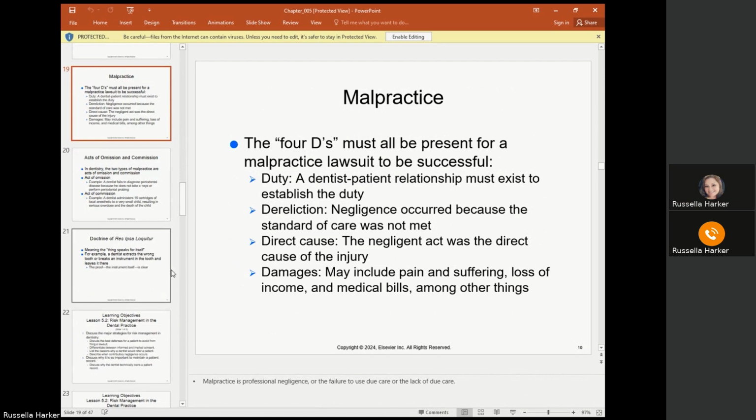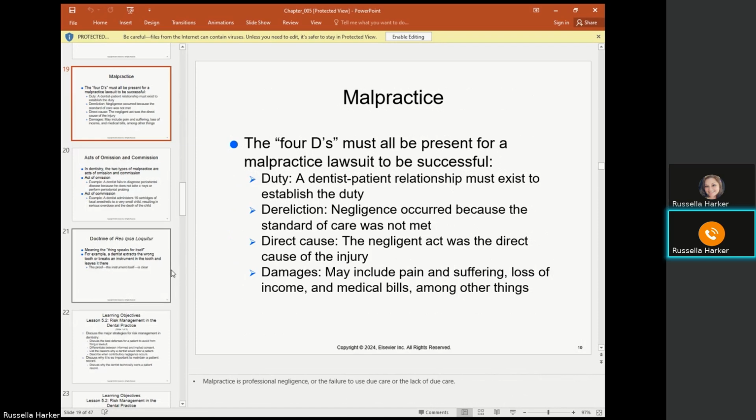Malpractice is professional negligence. Failure to provide due care or the lack of care. Dental malpractice occurs when a dentist fails to provide reliable, safe, and effective treatment in accordance with his or her standard of care. So there have to be 4 conditions met for a successful malpractice lawsuit, and they're called the 4 Ds. The first is duty.